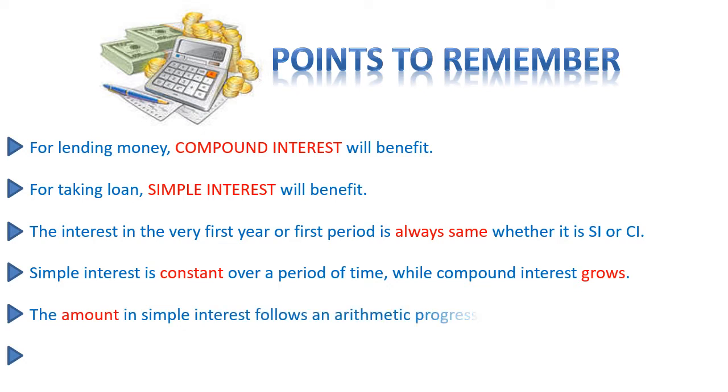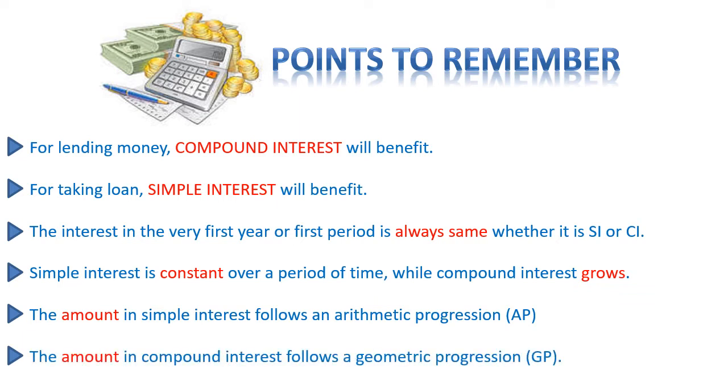The amount in simple interest follows an arithmetic progression. What is arithmetic progression? If a series of numbers are increasing with some constant difference, it is called arithmetic progression. While the amount in compound interest follows a geometric progression. What is geometric progression? If a series of numbers are increasing with a certain common ratio, it is called geometric progression.